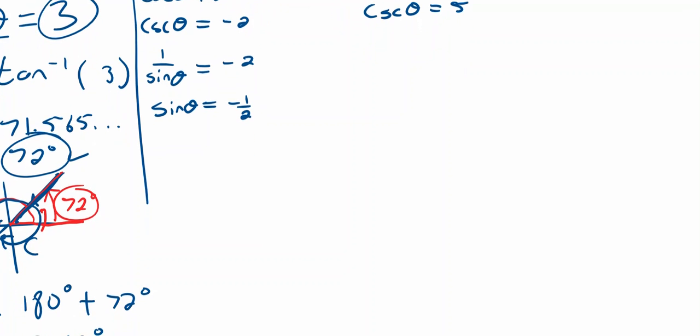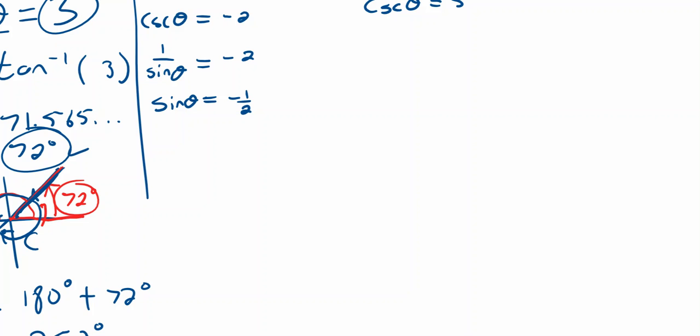And that one is on the unit circle, right? So that one would be where theta is equal to 7 pi over 6 and 11 pi over 6. If you can't remember that one, just check out your unit circle. But yeah, that's where it's equal to negative a half.